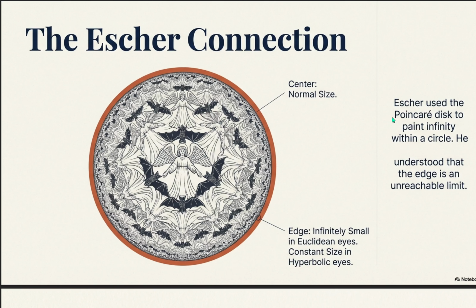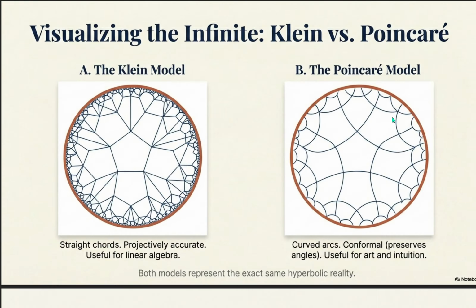Right. The sources mentioned 2 main models. There's the Klein model, where lines are straight. It's good for algebra, but it squashes the shapes. It distorts angles. And Escher cared about the shapes. He really cared about the shapes, so he used the Poincaré model. Here, lines look like curved arcs, but, and this is the key, it's conformal. Meaning? It preserves angles.